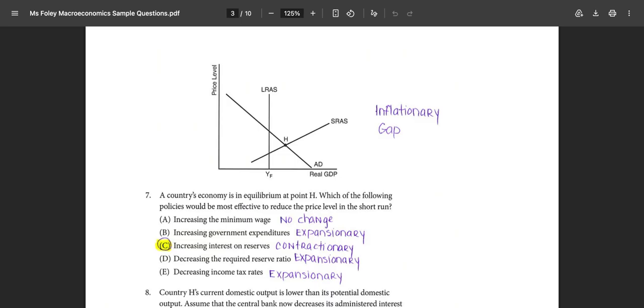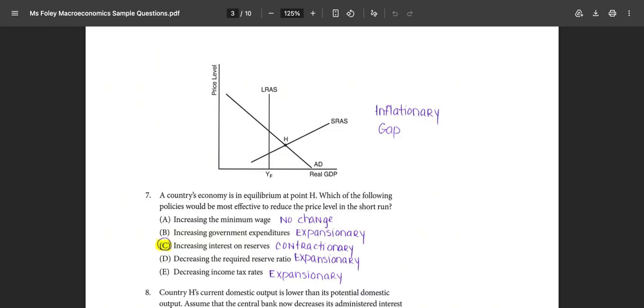Moving on, a country's economy is in equilibrium at point H. Which of the following policies would be most effective to reducing the price level in the short run? So we have an inflationary gap, and the way to fix an inflationary gap is to do contractionary policy. Increase in the minimum wage is no change. That has nothing to do with changing the aggregate demand curve. Increasing government spending is expansionary. That would make the inflationary gap worse. Increasing the interest on reserves.